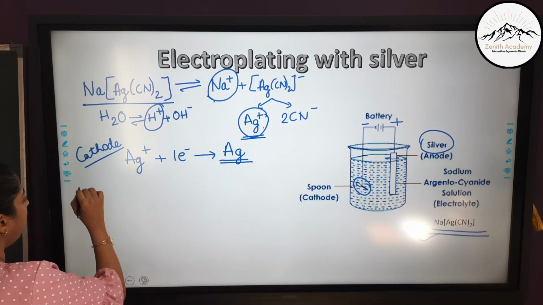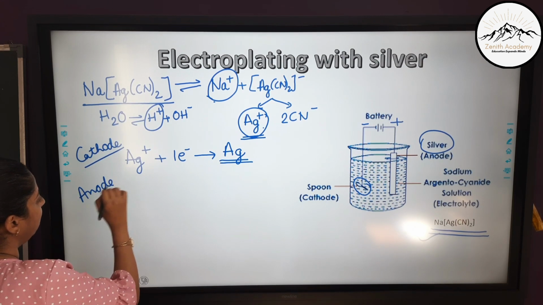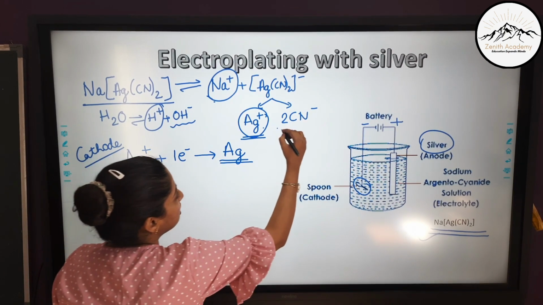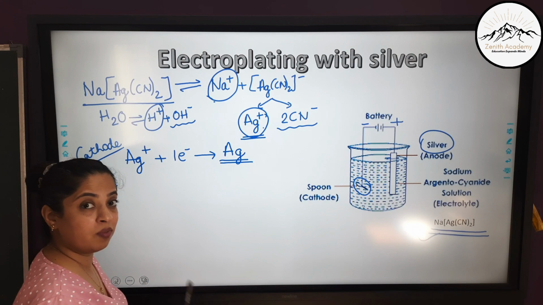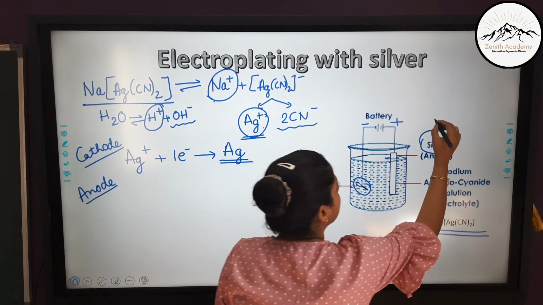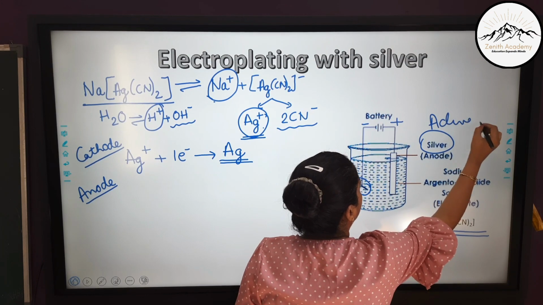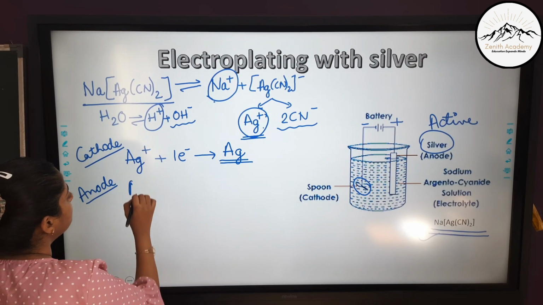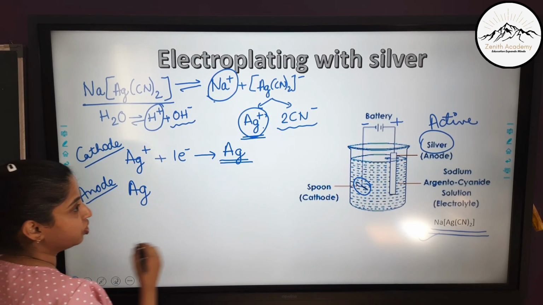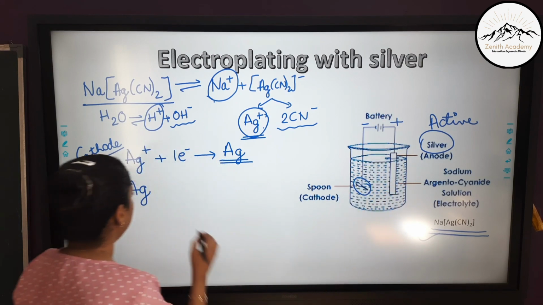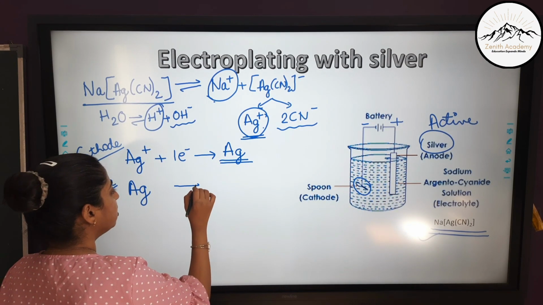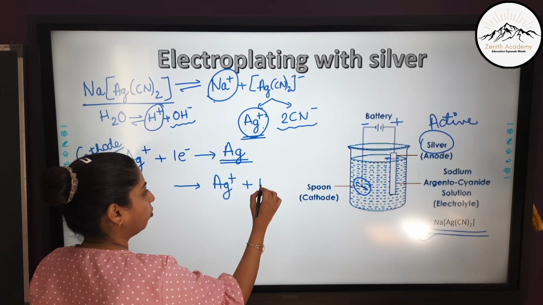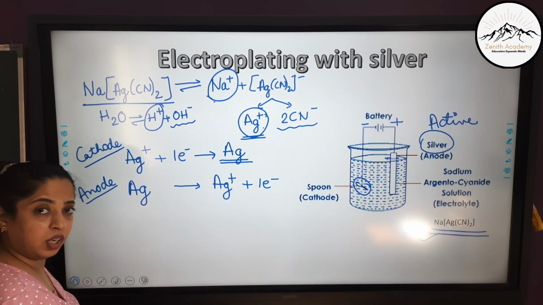Now what happens at anode? At anode the negative ions should go. So which are the negative ions? OH- and CN- ions. So they will migrate, but none of them will get discharged because again this is an active electrode. So active electrode takes part in the electrochemical reaction itself. Now this silver metal atom which is there in anode, what happens? They form the ions and lose the electron. So you can either write one electron here or you can subtract one electron here.